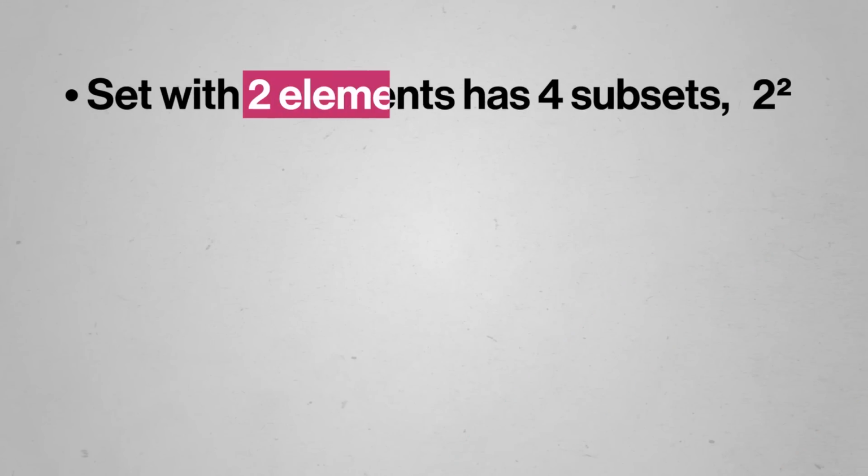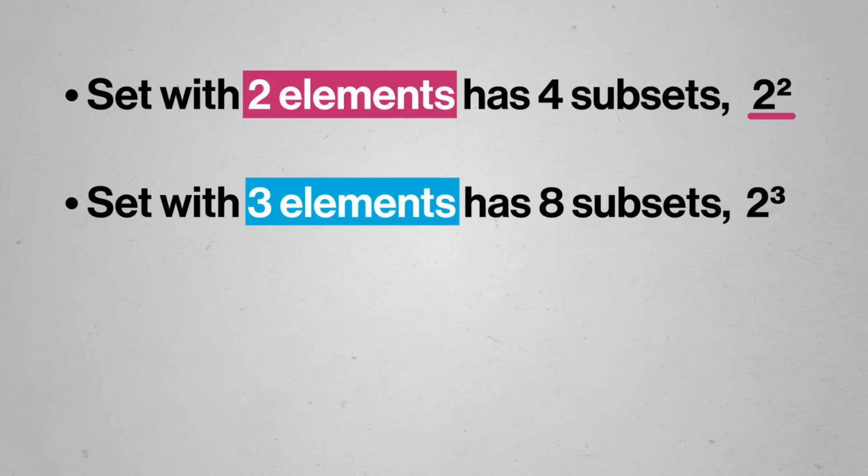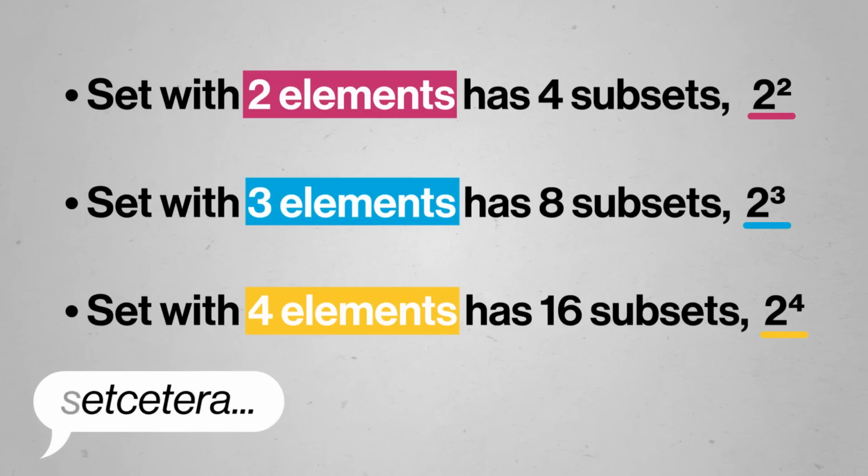When a set has 2 elements, it has 4 possible subsets, so 2 squared. And when a set has 3 elements, it has 8 possible subsets, so 2 cubed. And when a set has 4 elements, it has 16 possible subsets, so 2 to the 4th power. The pattern keeps on going. Ultimately, the number of possible subsets is 2 to the power of the original set's cardinality, or how many elements are in it. We'll look for more patterns like this one in concrete examples later in the series.